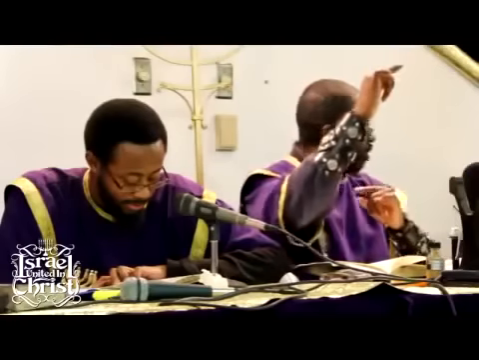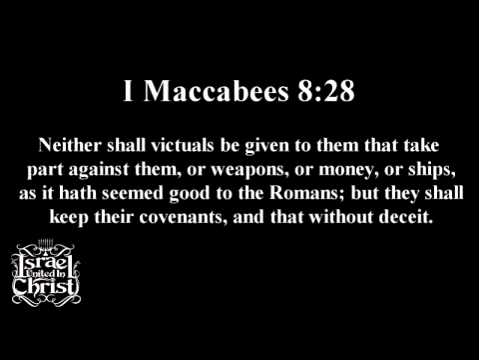That's why in Revelation 13, when it talked about that other beast that came out of the first beast, it's the same policy. Read from 28 and 29. Neither shall victuals be given to them that take part against them, or weapons, or money, or ships, as it has seemed good to the Romans. But they shall keep their covenants, their agreements, and that without deceit.